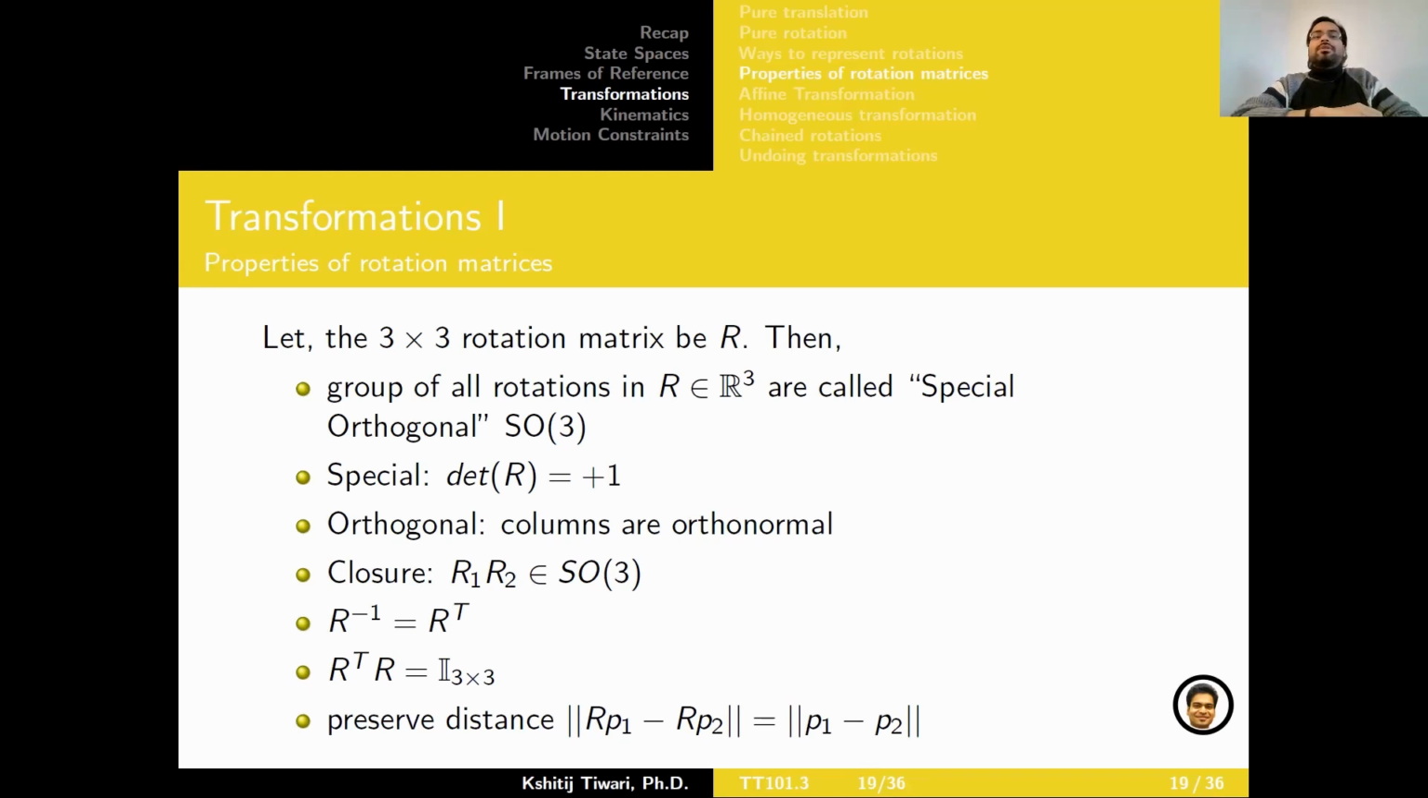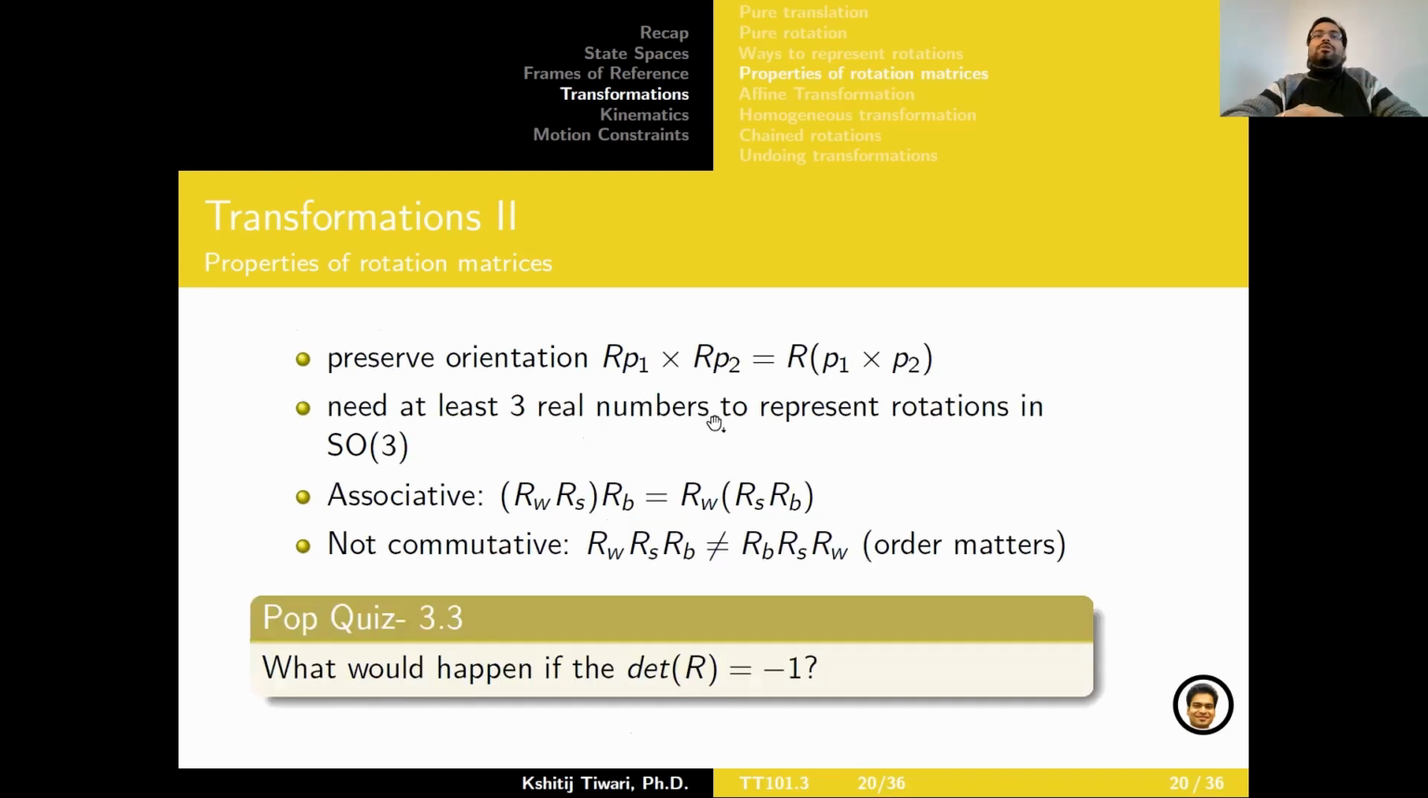Rotation matrices need to preserve the distance, which means if you have a rotated vector subtracted from another rotated vector, it's the same as the two vectors if you directly subtract them from each other. They also preserve the orientation, and you need at least 3 real numbers to represent rotations in SO3. That's why we had the roll, pitch, and yaw, for example, the Euler angles.